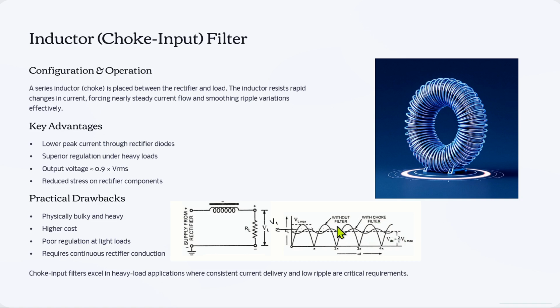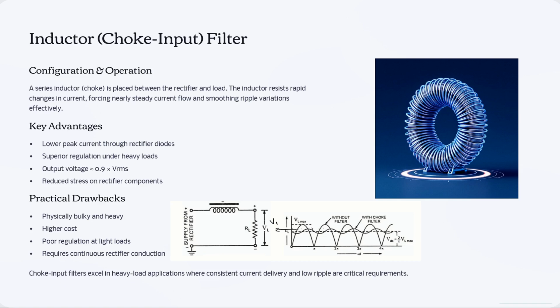But while working with inductor filters, although we are controlling the current, the voltage amplitude that we get is slightly less than the maximum value. So in order to retain this maximum value, or to obtain the maximum amount of voltage, we have to go for the second option, which is called the capacitor filter.